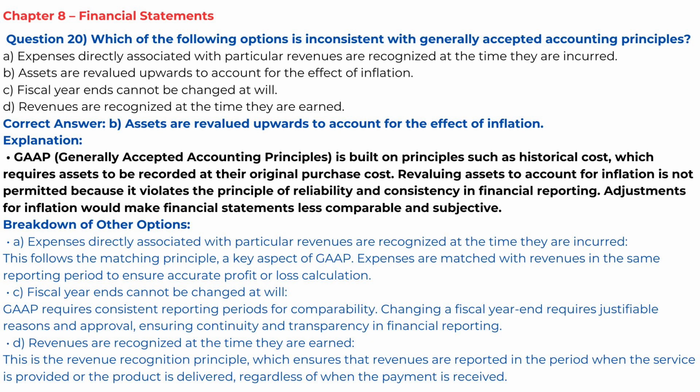C. Fiscal year ends cannot be changed at will. GAAP requires consistent reporting periods for comparability. Changing a fiscal year end requires justifiable reasons and approval, ensuring continuity and transparency in financial reporting. D. Revenues are recognized at the time they are earned. This is the revenue recognition principle, which ensures that revenues are reported in the period when the service is provided or the product is delivered, regardless of when the payment is received.